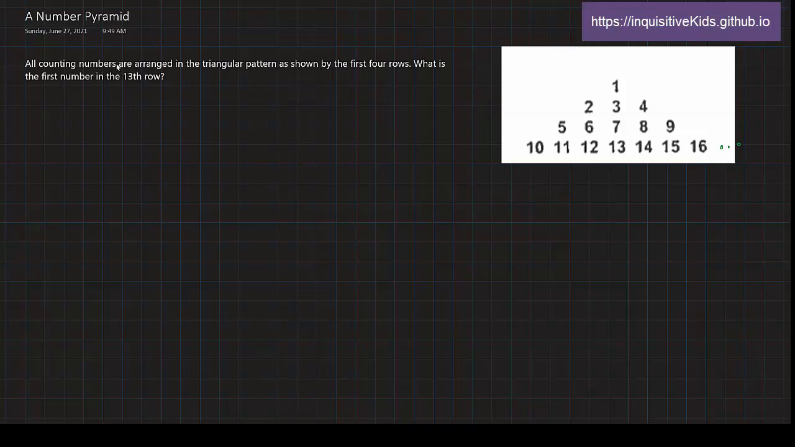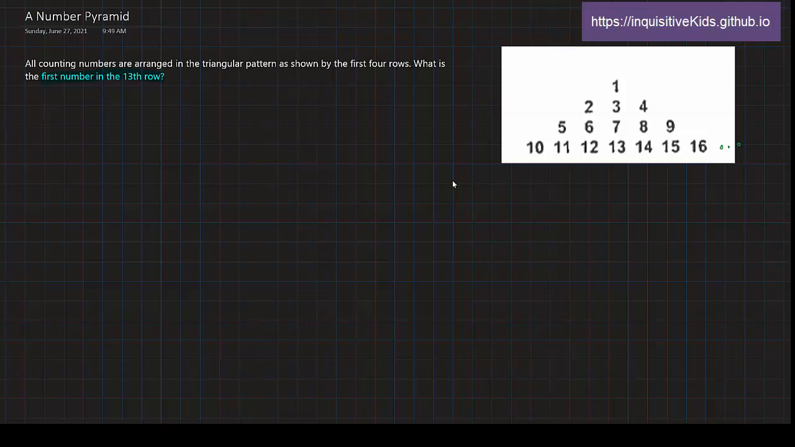Okay, so all counting numbers are arranged in a triangular pattern as shown by the first few rows. And what is the first number being asked? What is the first number in the 13th row? Well, first we want to find some patterns, because we can't really get any information out of the words here. So now let's turn to our other source of information, the picture. So how should we find the first number in the 13th row?